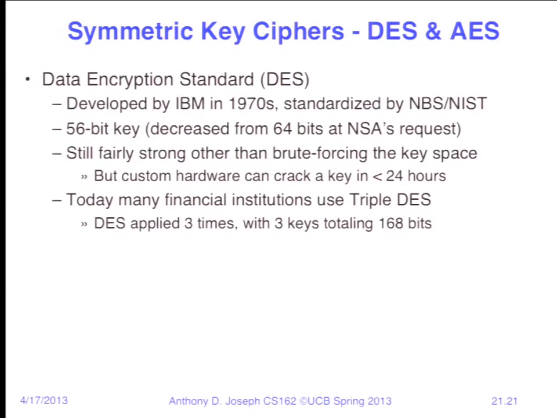Now, the challenge here is custom hardware. If you build a custom ASIC-driven system, you can crack a key in under 24 hours. So it's not that secure. But it's actually still used today in financial institutions. What they use is a form of DES called triple DES. You basically apply DES 3 times, each time with a different key. So instead of a 56-bit key, you now have a 168-bit key. That's what's used for communication, say, between a branch office and a central bank, and the federal wire, where they move trillions of dollars around, is all protected by triple DES.